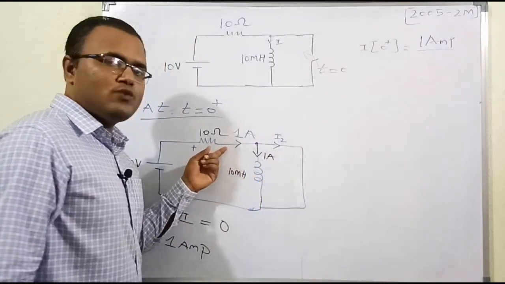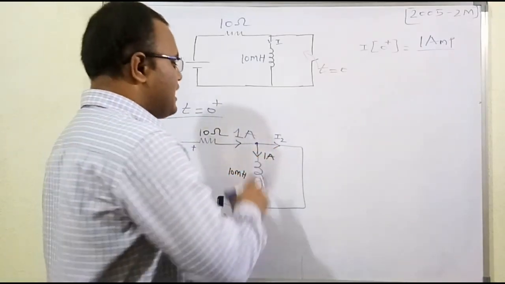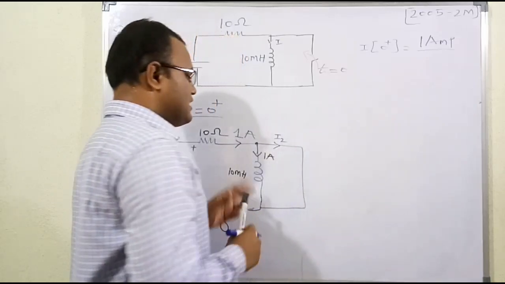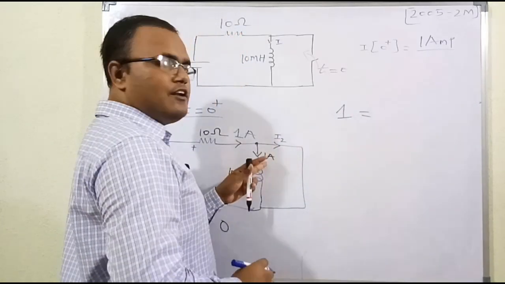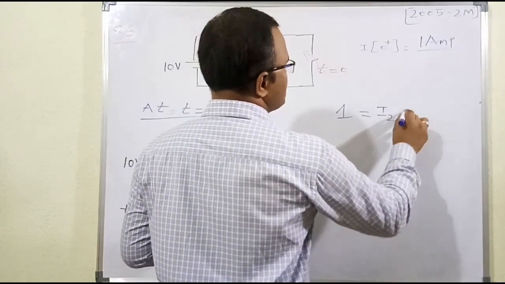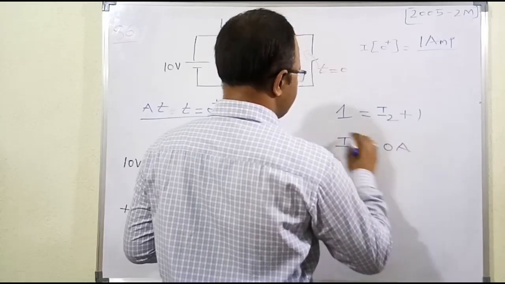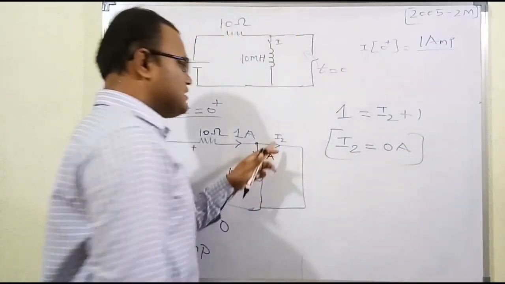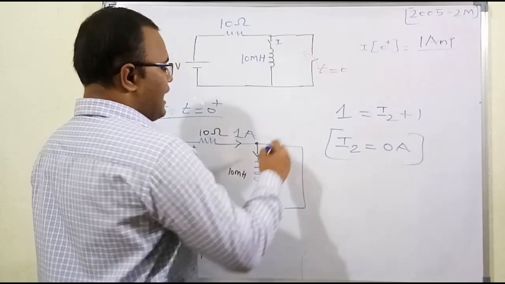The incoming current is 1 ampere and the outgoing currents are 1 ampere and I2. So by KCL at this junction, the incoming current is only 1 ampere and the outgoing currents are I2 and 1, so I2 plus 1. So therefore we will get I2 is equal to 0 ampere. It means the current in the short circuit branch is 0 ampere.